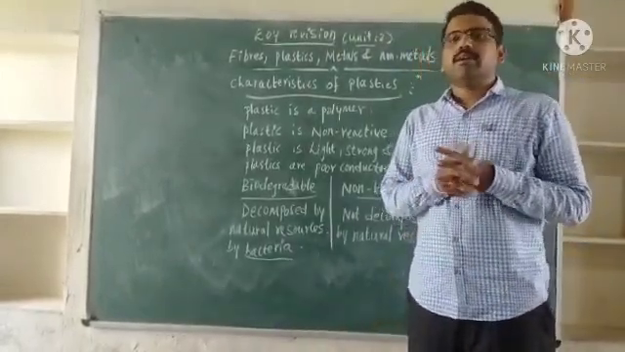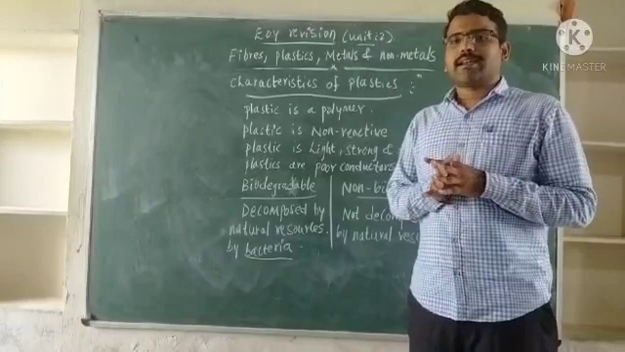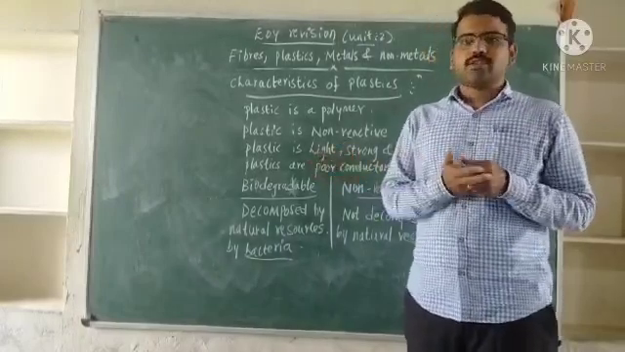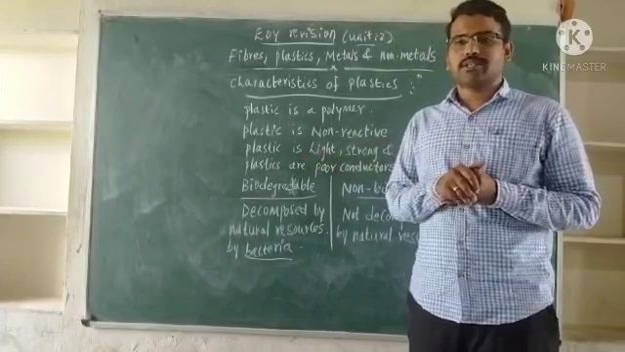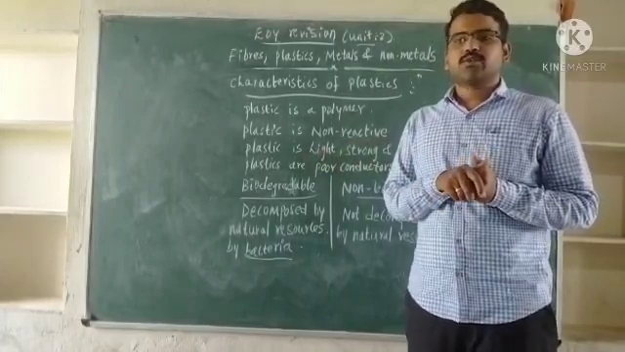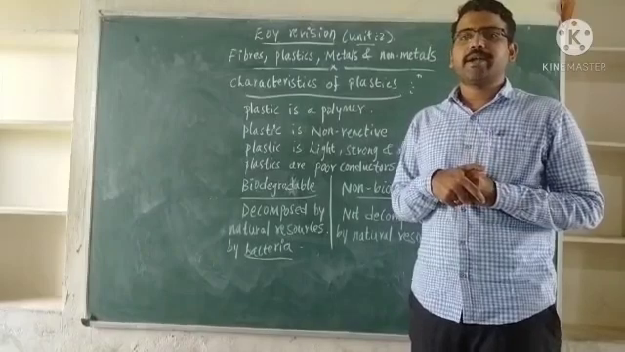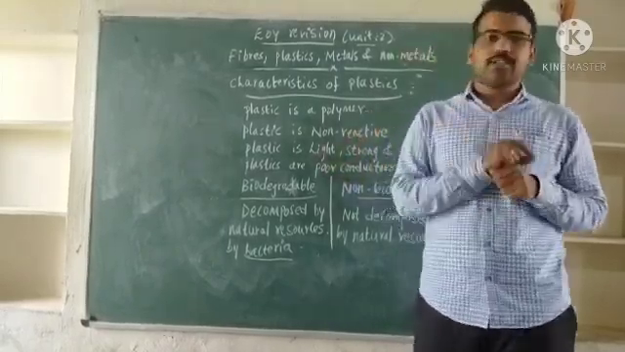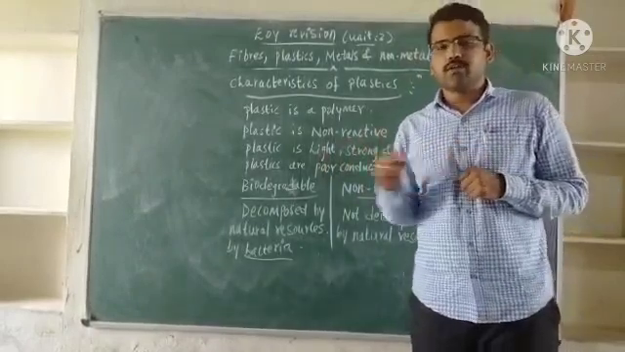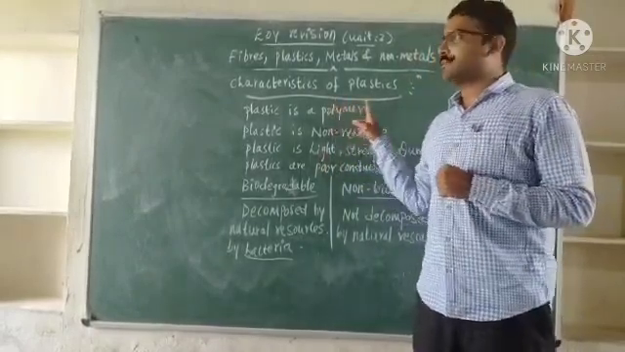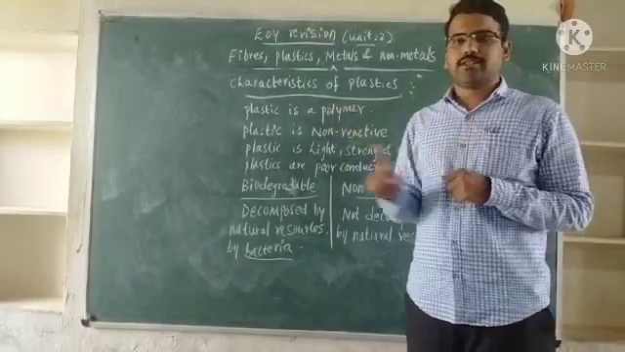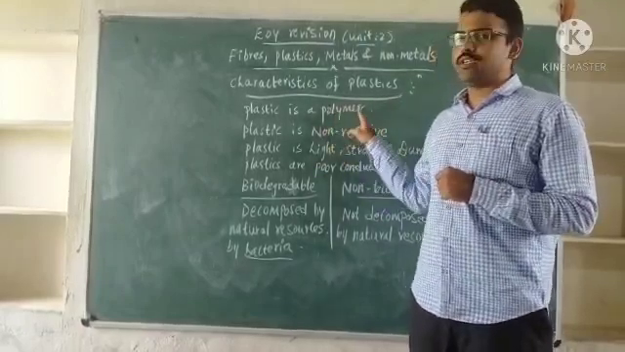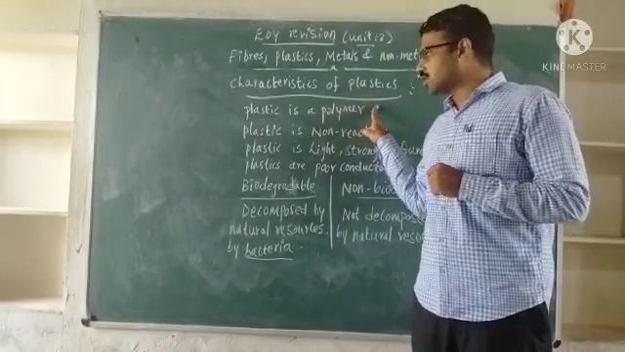Now let us learn about the characteristics of plastics. In the last topic we studied that plastic is a polymer. Polymer means so many smaller units will combine to form a larger unit. The first characteristic of plastic is that it is a polymer.